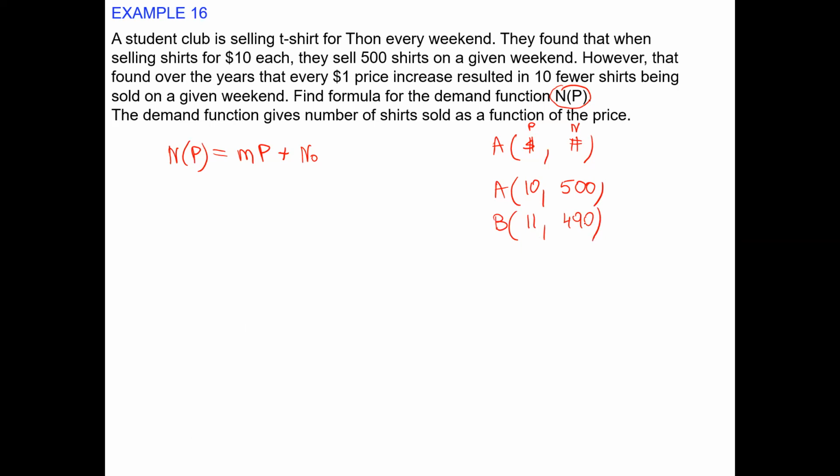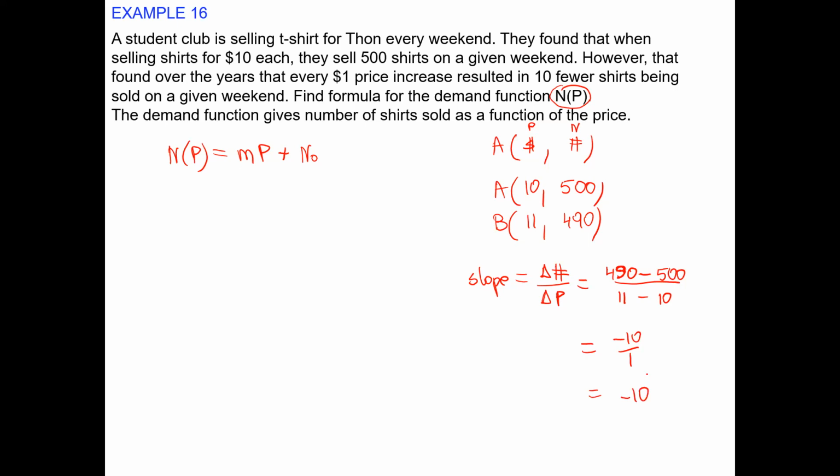As soon as we have 2 points, we can find the slope, the rate of change, which will be the difference in numbers over the difference in price. What's the difference in numbers? Let's be consistent: 490 minus 500, and then 11 minus 10. We will have negative 10.